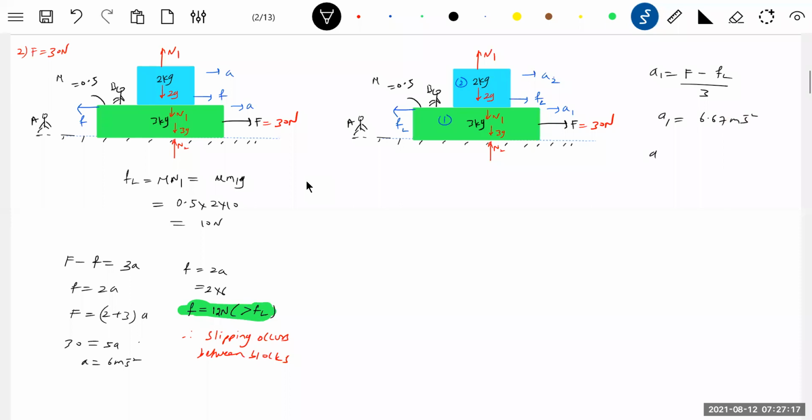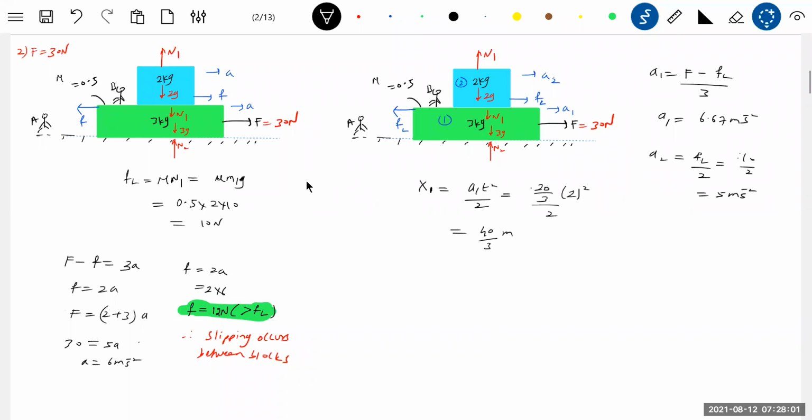This is acceleration. Similarly, A2 should be equal to FL by 2, that is 10 by 2, 5 meter per second square. In a time interval of 2 seconds, we will calculate the displacement of the blocks. X1 will be A1 T square by 2, so 20 by 3 by 2, into 2 square, which is 40 by 3 meter.